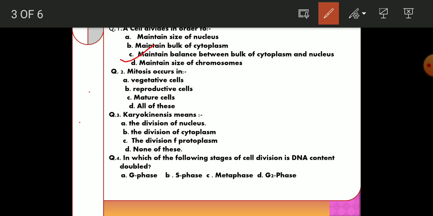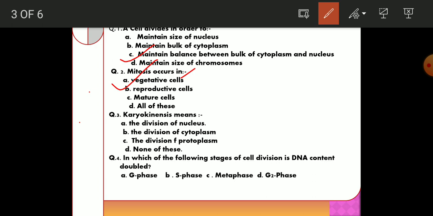Then second: mitosis occurs in which cells, that is vegetative cells, reproductive cells, major cells, or all of these. So we know that mitosis occurs mainly in the vegetative cells or the somatic cells. So the answer is option A, vegetative cells.